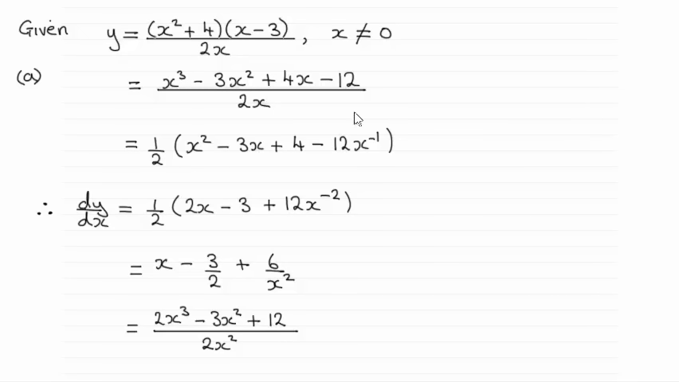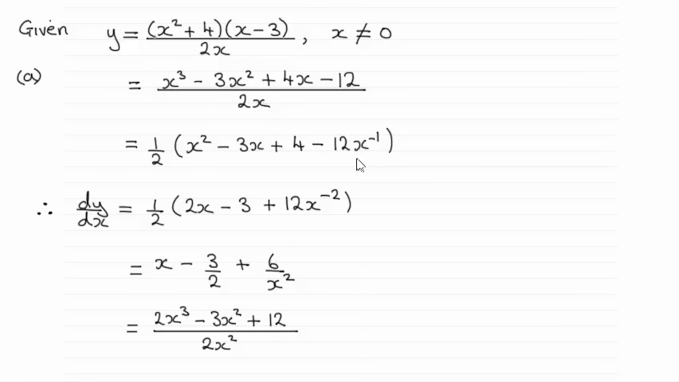Or you could argue that you could multiply all the terms by x to the power minus 1, because here you've got 1 over x. So multiplying through by x to the power minus 1 will give you x squared, because remember, you just add the powers. This will turn out to be 3x, and this one will be 4, and this one will be minus 12x to the power minus 1, as you can see here. And then we're ready to differentiate each of these four terms inside the bracket.